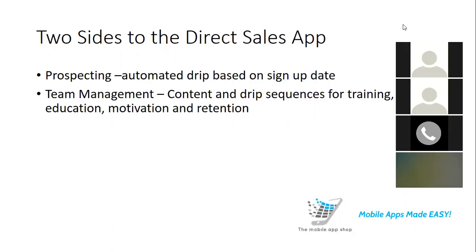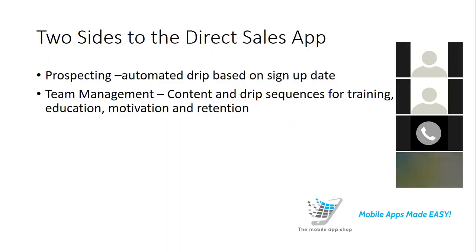Okay, thank you. So I want to introduce us this afternoon. This is the Mobile App Shop in our Coaching Mobile Apps group, and we're talking about the direct sales app here. What I want to explain is there's really two sides of the mobile app. One is a prospecting, public side. The main feature is the automated drip-based follow-ups from push notifications. You get this out to the people, and it's an automated way to do the follow-up.